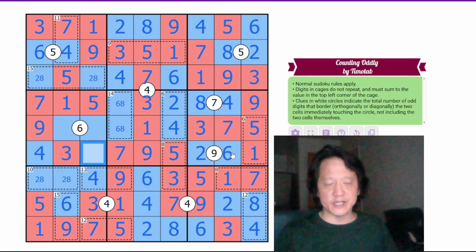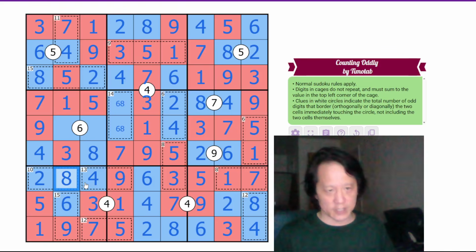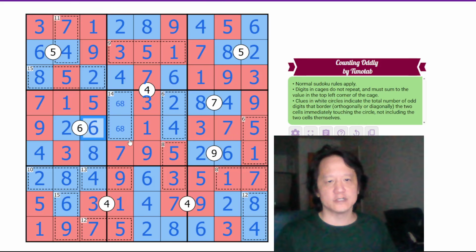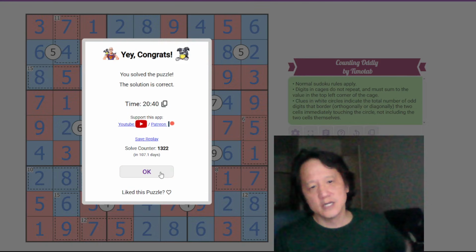That leaves the remaining digit in row 6 as an 8. 8 eliminates 8 here, so it's 2 and 8, which eliminates 8 here, so that's 2 and 8. Which leaves this digit as a 2 and this digit as a 6. 6 eliminates 6 here, so it's 8 and 6.